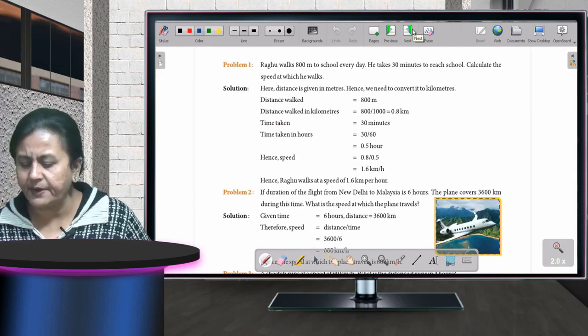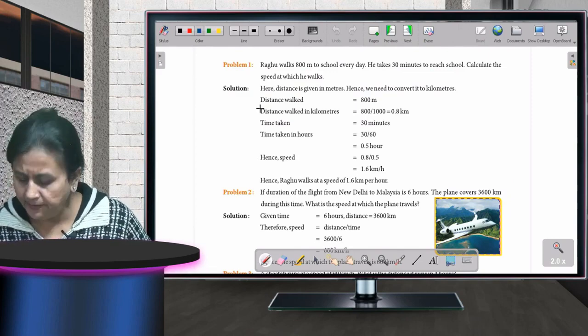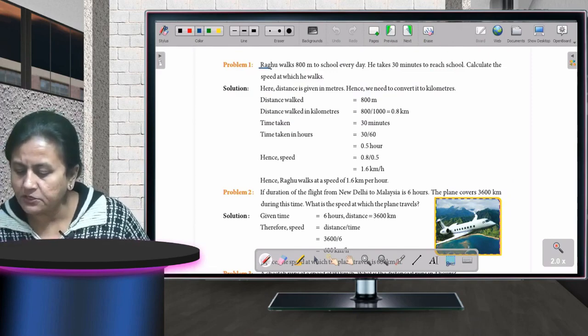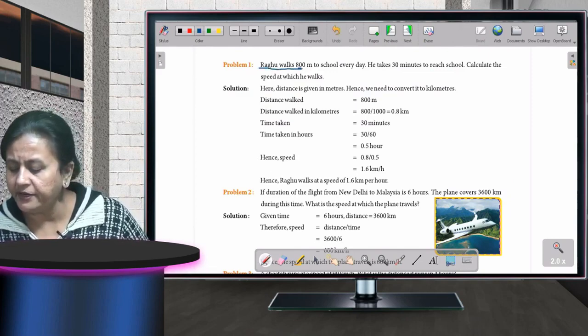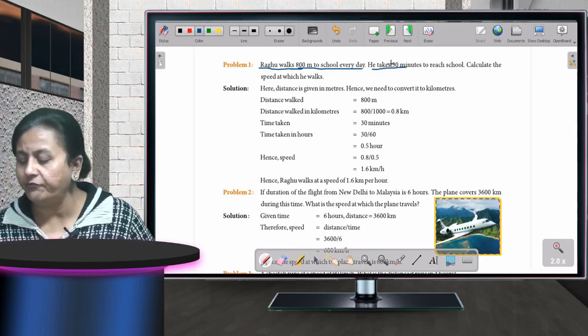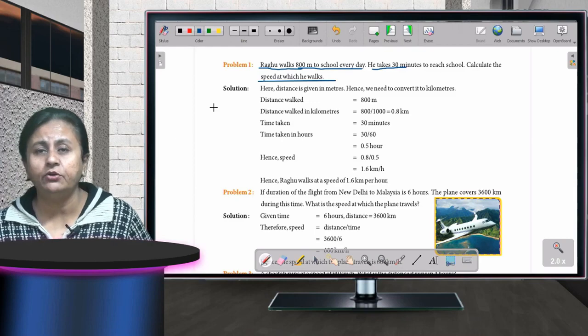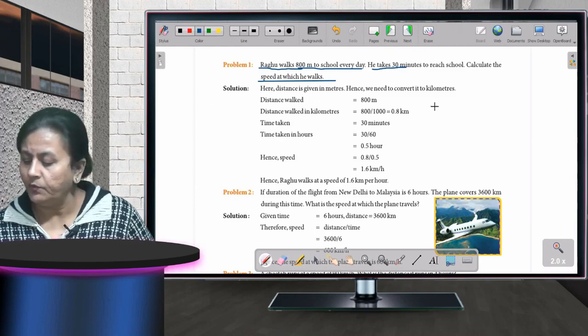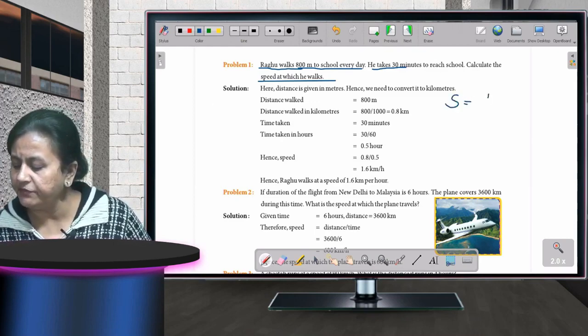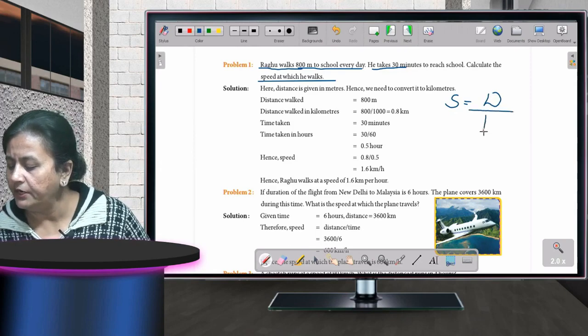Now there are some practical problems. These are very simple. I'll explain only one. See, Raghu walks 800 meters to school every day, and he takes 30 minutes. You have to calculate his speed. So, what is the formula for finding speed? Speed is equal to distance traveled upon time taken.